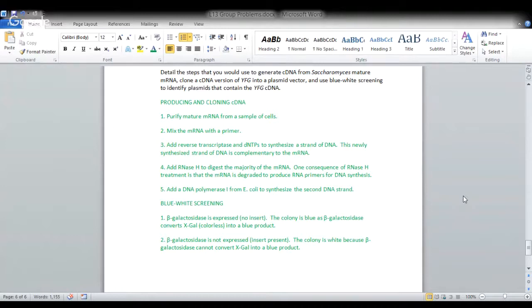And then for the blue-white screening, you just use the beta galactosidase. And if the colony is blue, like it says right there, it converts the X-gal into a blue product. If the colony is white, that's because the galactosidase cannot convert X-gal into a blue product. So we pulled those from the notes, and that's how we did number 5.